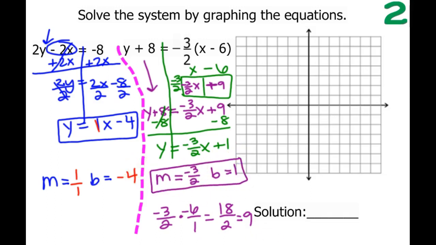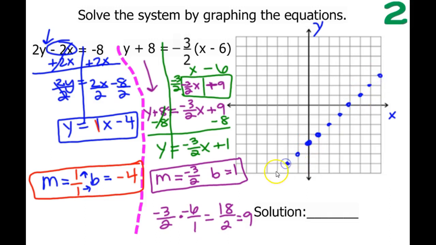So let's graph both of these lines. The first one on the left here begins at negative 4 on your y-axis. So down 1, 2, 3, 4. And our slope is 1 over 1, rise 1, run 1. Up 1, 1 to the right, up and right. Or the opposite would be down and left.